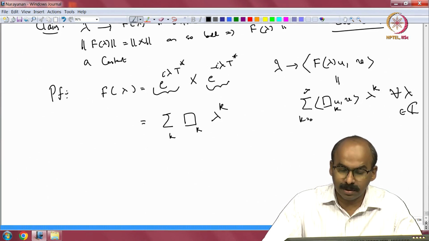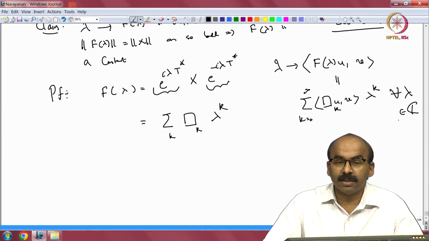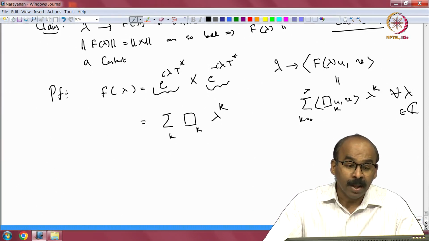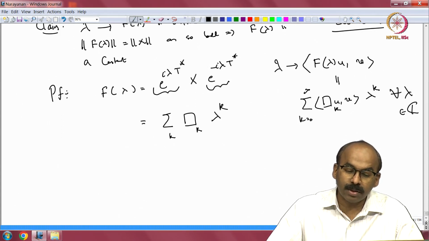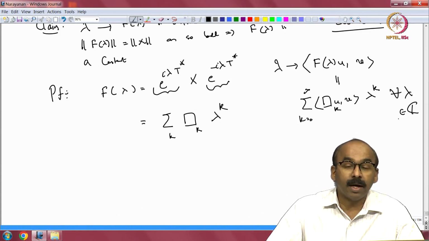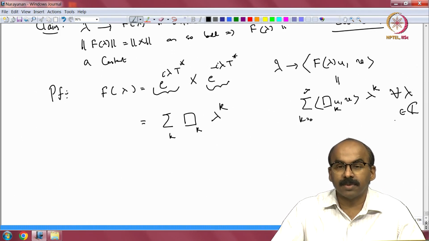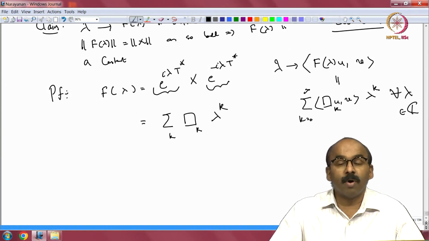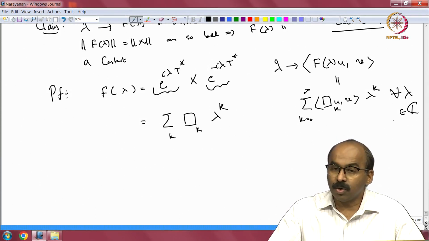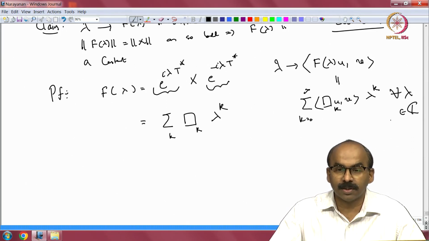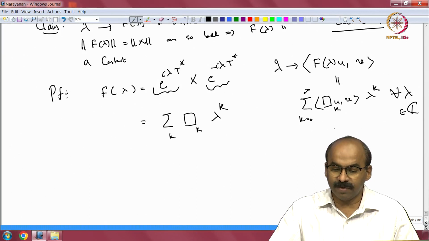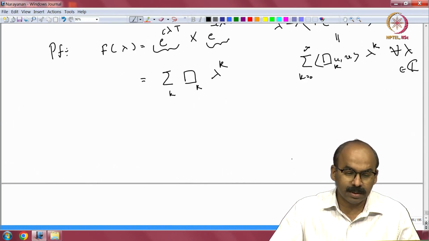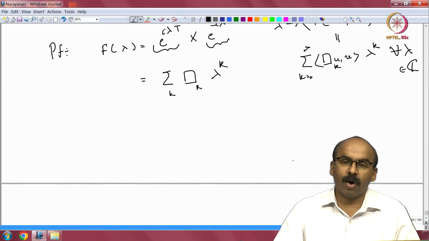So, that it is an entire function is more or less straightforward, and because we wrote f of lambda as some unitary times x times the adjoint of that, the norm is the norm of x. So, it is a bounded function. Now, if I have an operator valued bounded entire function, why is it a constant? We know this for complex valued functions via Liouville's theorem. So, let us justify that. Then we will see that f lambda is a constant.